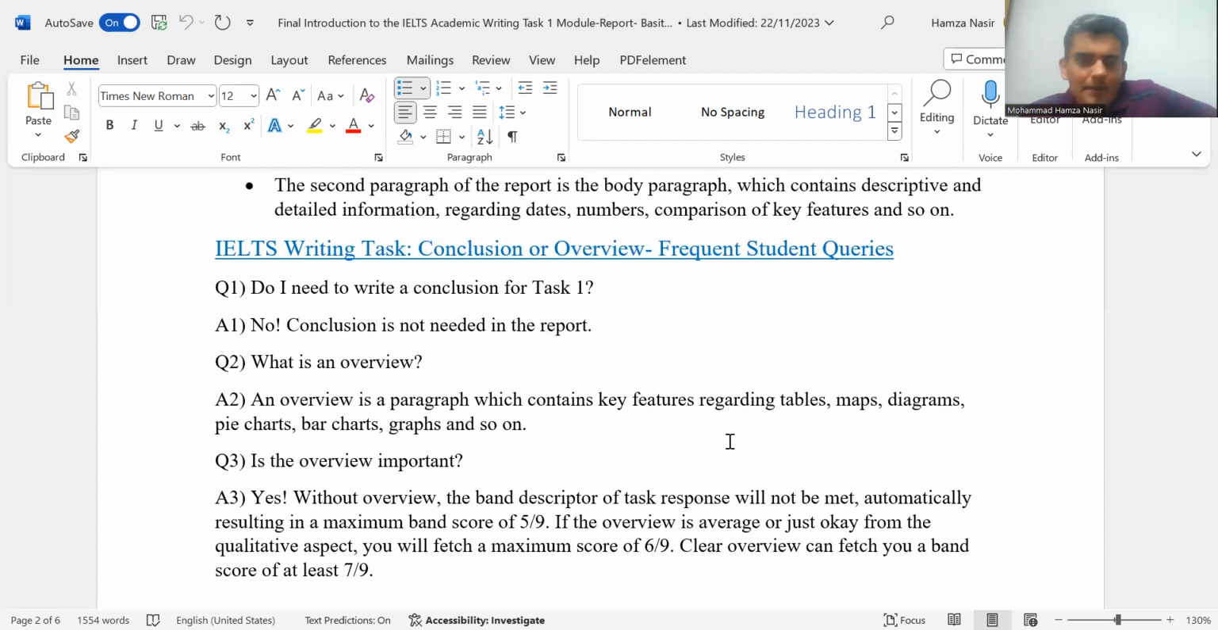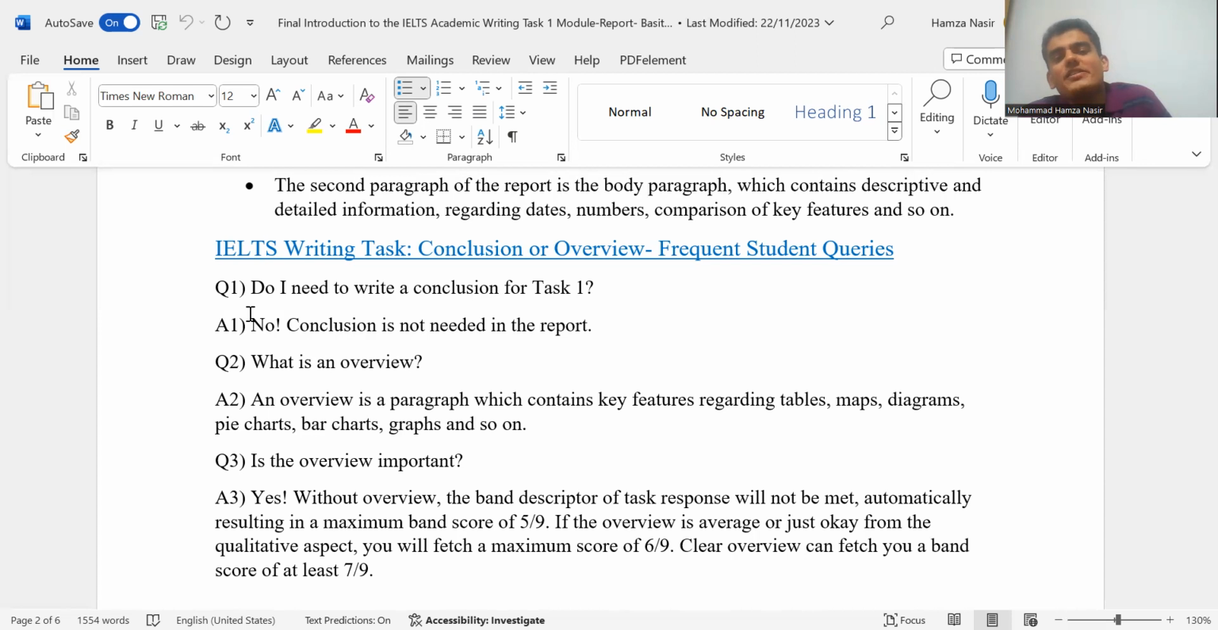Right, so question one: do I need to write a conclusion for task one? The answer is no. A conclusion is not needed in the report. Okay, sounds weird, right? But I'll get back to it in a bit. You don't need to write a conclusion in the report.